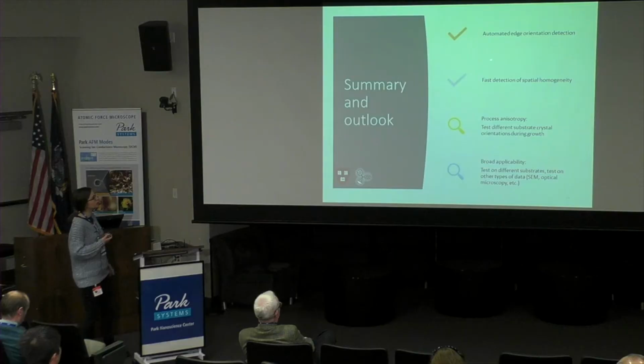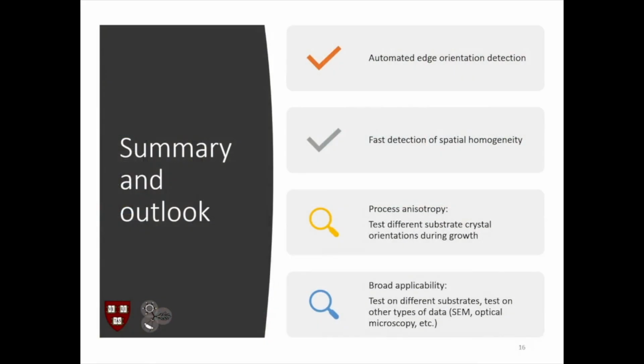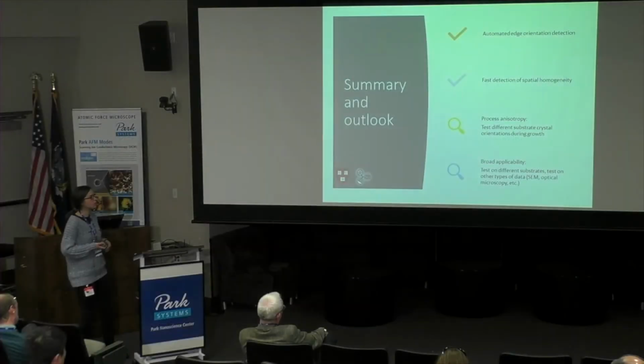Now, this is the beginning of this method development. So far we have an automated edge orientation detection, and we can detect spatial homogeneity pretty fast. And our next step will be to test process anisotropy. So that involves another deposition experiment in different orientations. And then also look for broad applicability, test different substrates and possibly other types of data.